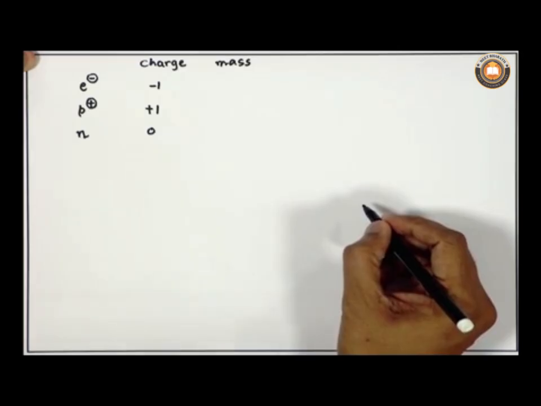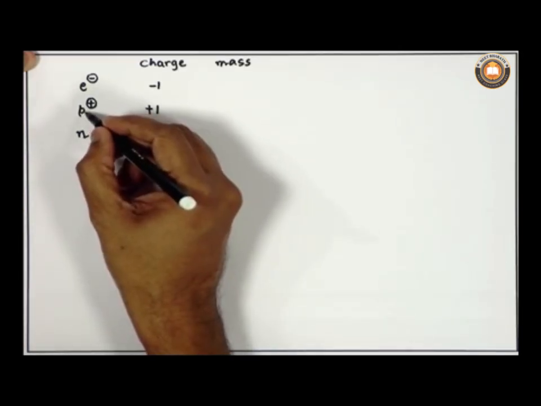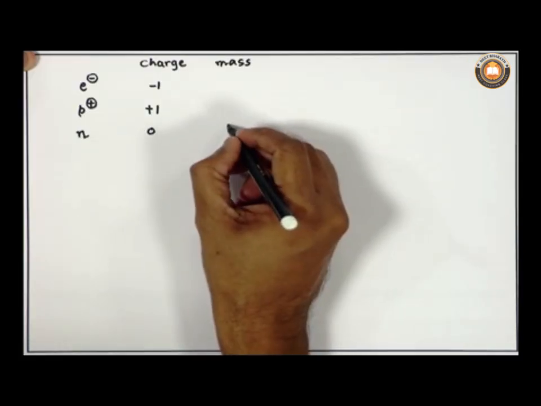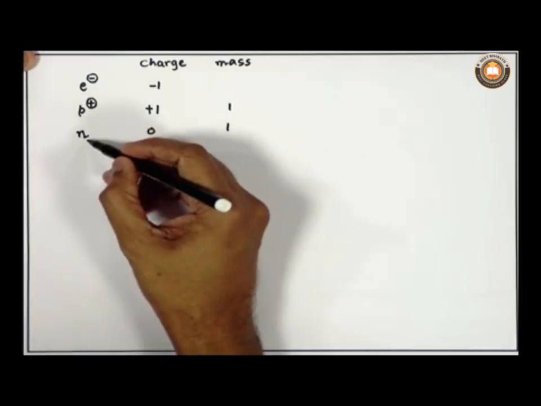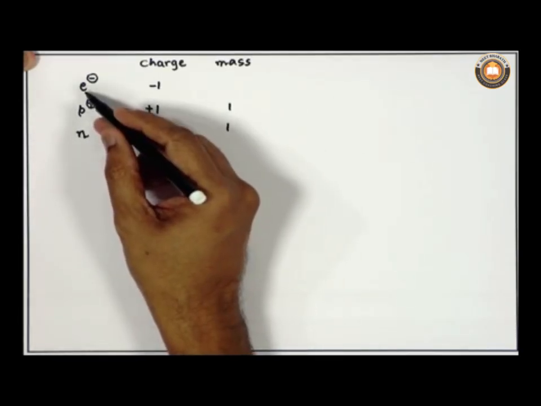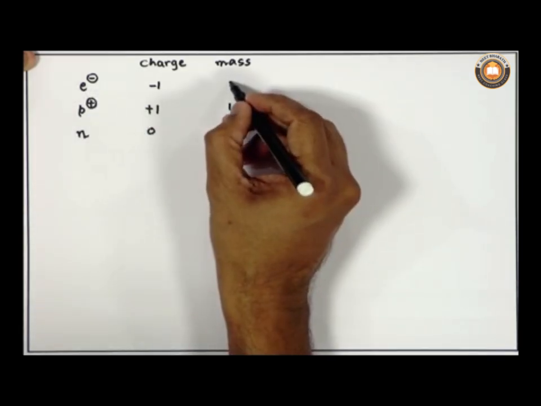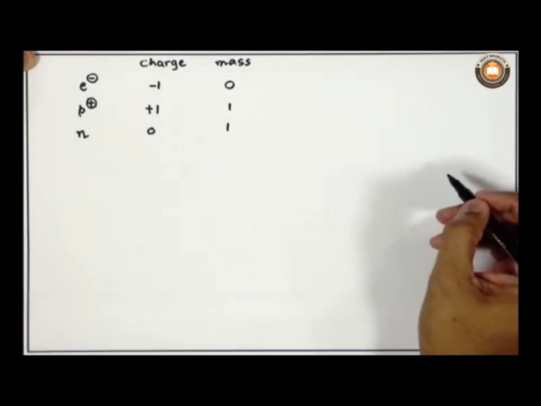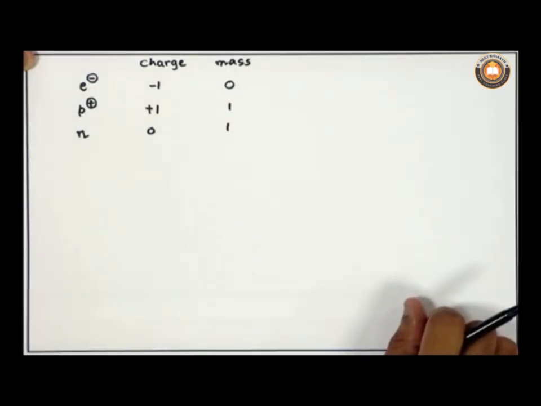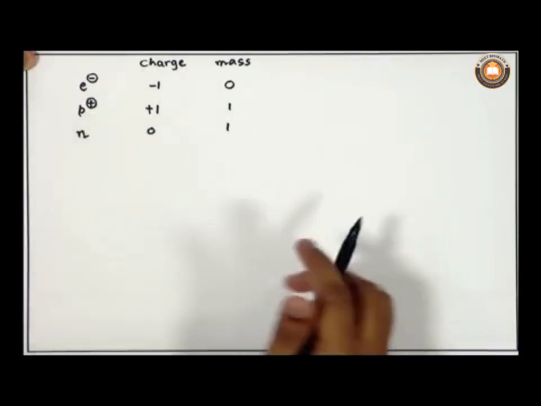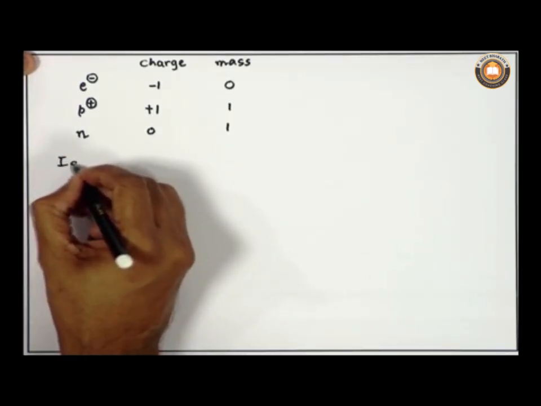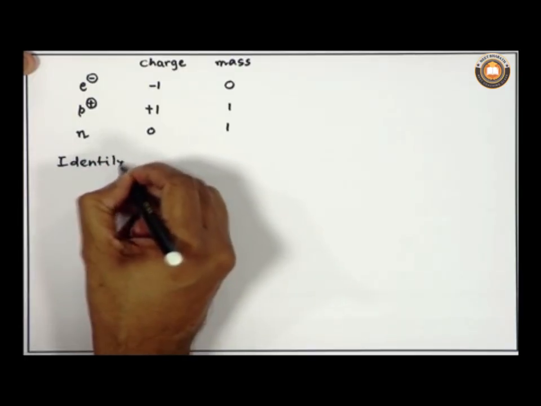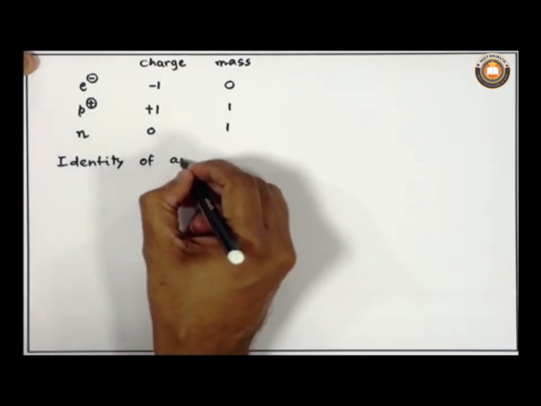When you look at the mass, we got to know that proton and neutron have 1 AMU mass each, roughly equal. Compared to the mass of neutron and proton, the mass of electron is negligibly small. Therefore, we took it as 0. So, this is the charge and mass scenario of our subatomic particles. Using these 3 subatomic particles, we would try to identify atoms. We will now spend some time in discussing or establishing the identity of an atom.